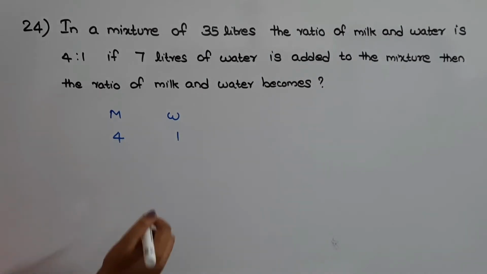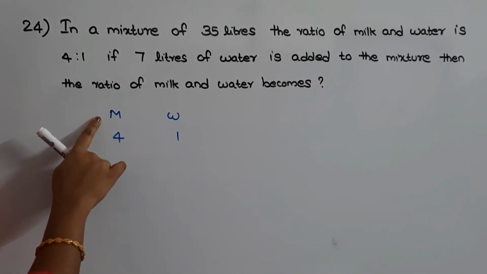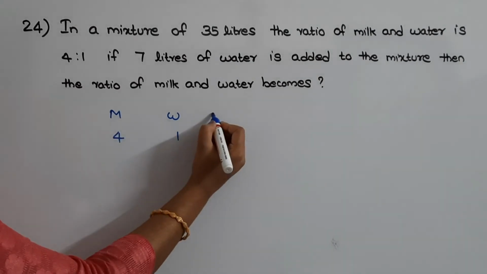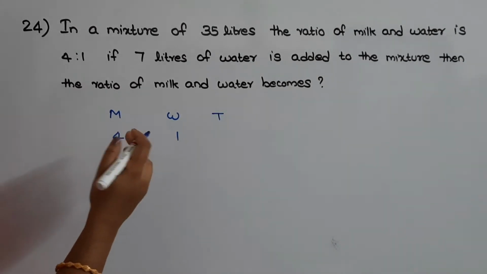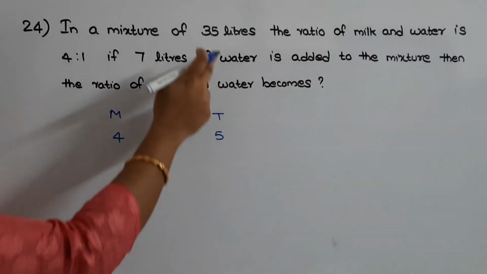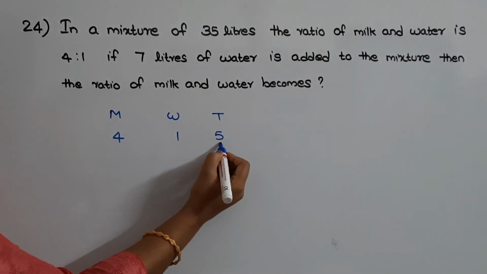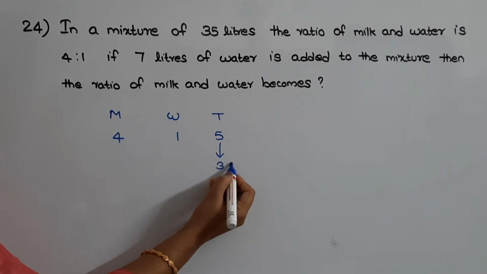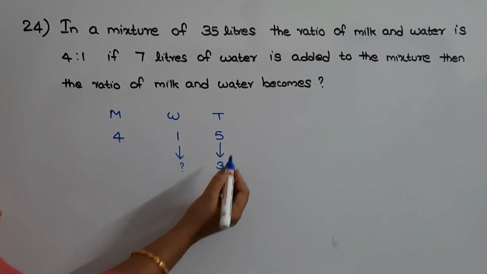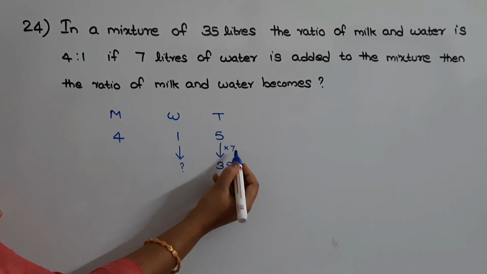Okay. Now if 4 liters of milk is present in the mixture and 1 liter of water is present in the mixture, what will be the total quantity of the mixture? That will be 4 plus 1, that is 5. But the total quantity of the mixture is given as 35, which means we can represent this 5 as 35. Okay. Then what will be the value of this one? Here 5 into 7 is 35. Okay.